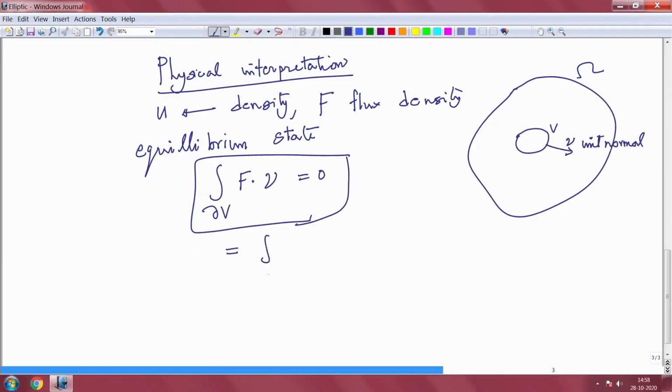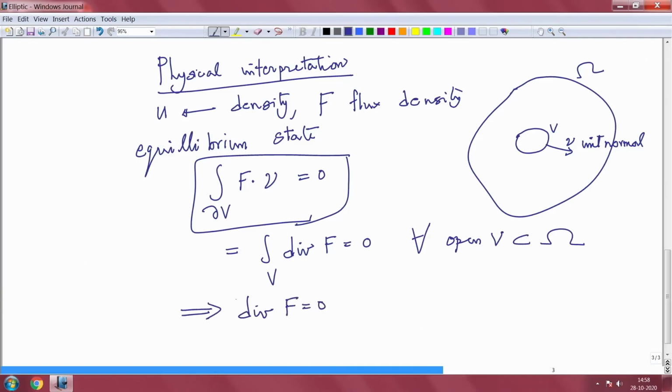This is nothing but integral over V of divergence of F equal to 0, and this is true for all open V contained in Omega. These are all some simple analysis. So, when this holds for all open V contained in Omega, this will imply divergence of F equal to 0. Okay. This is the equation basically for flux density.